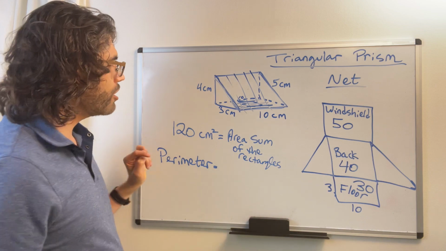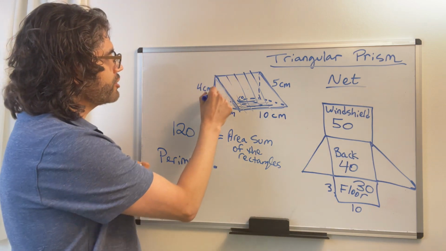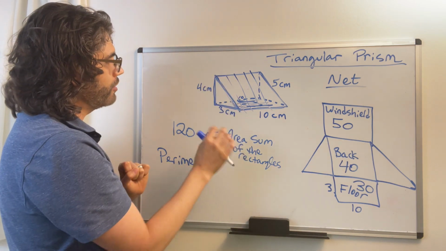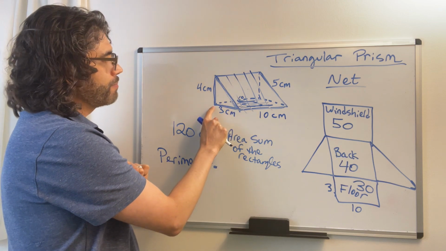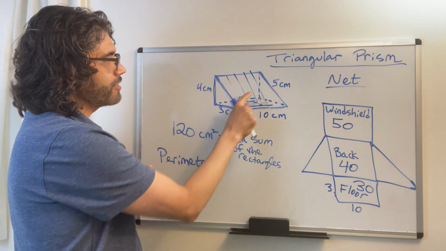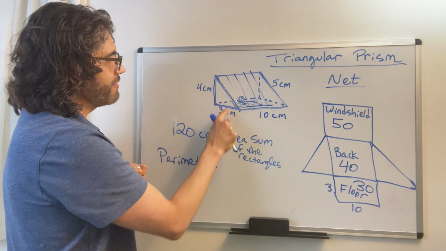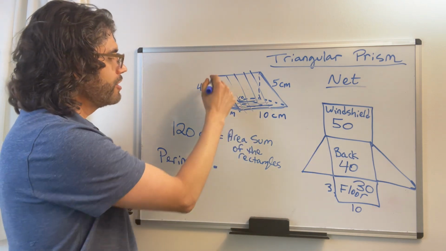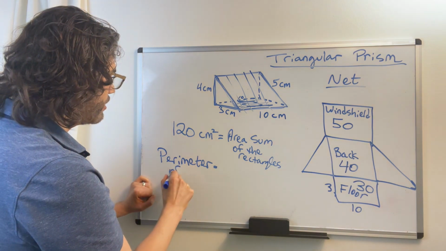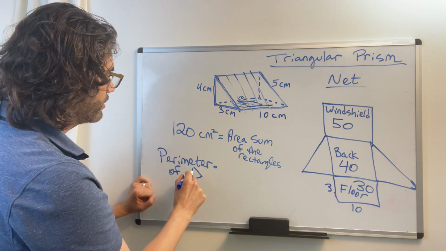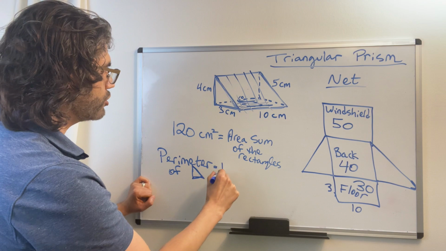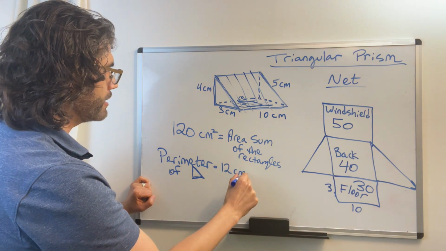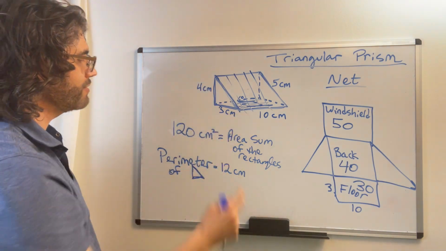Okay, so the perimeter of this triangle, what's the perimeter of this triangle? It's 3 plus 4 plus 5. Because remember, if this is 5, this is 5. So 3 plus 4 is 7, plus 5 is 12. So the perimeter of the triangle is 12 centimeters. 3 plus 4 plus 5 is 12.